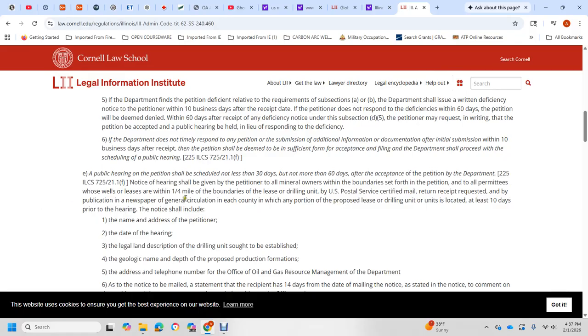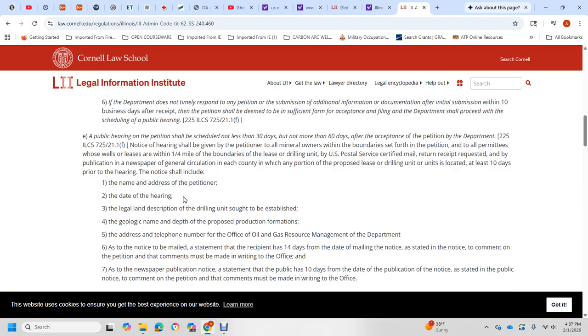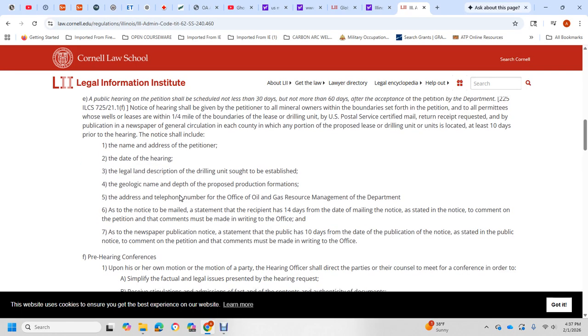the hearing. The notice shall include the name and address of the petitioner, the date of the hearing, the legal description of the drilling unit to be established, the geological name and depth of the proposed production formation, and the address and telephone number of the office of oil and gas resource management of the department. Notice shall be mailed with a statement to the recipient within 14 days of the mailing date. The notice shall state that comments on the petition may be made in writing to the office.